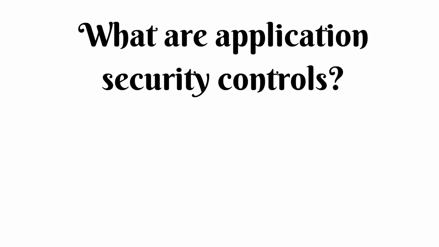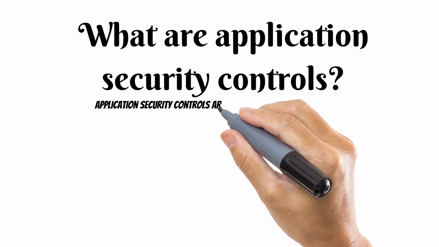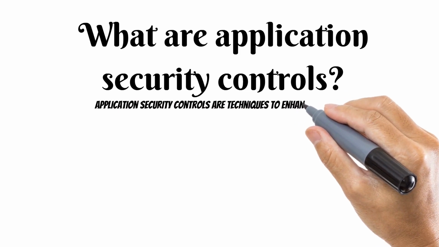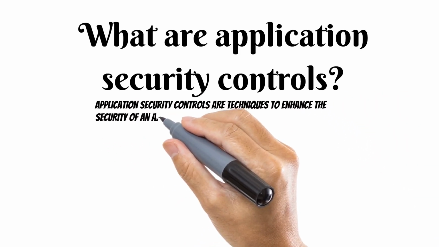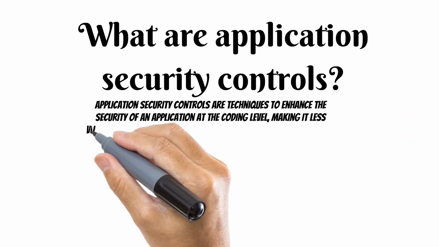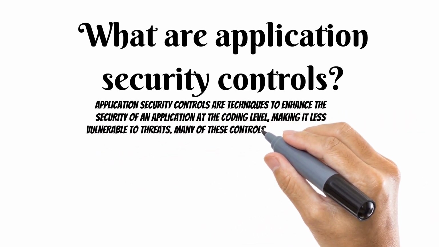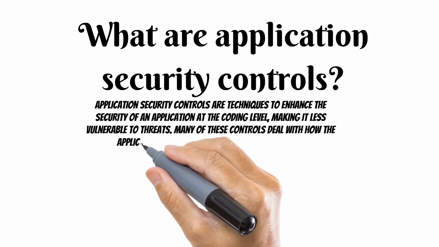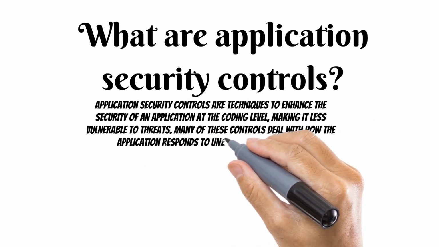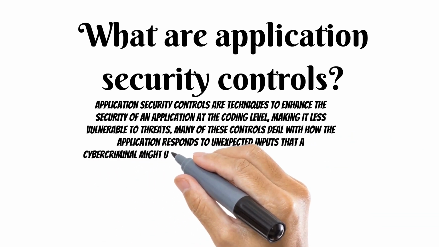What are application security controls? Application security controls are techniques to enhance the security of an application at the coding level, making it less vulnerable to threats. Many of these controls deal with how the application responds to unexpected inputs that a cybercriminal might use to exploit a weakness.